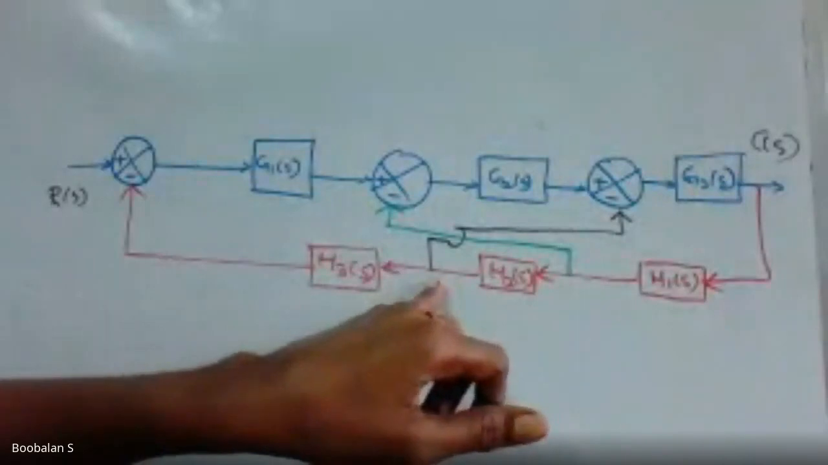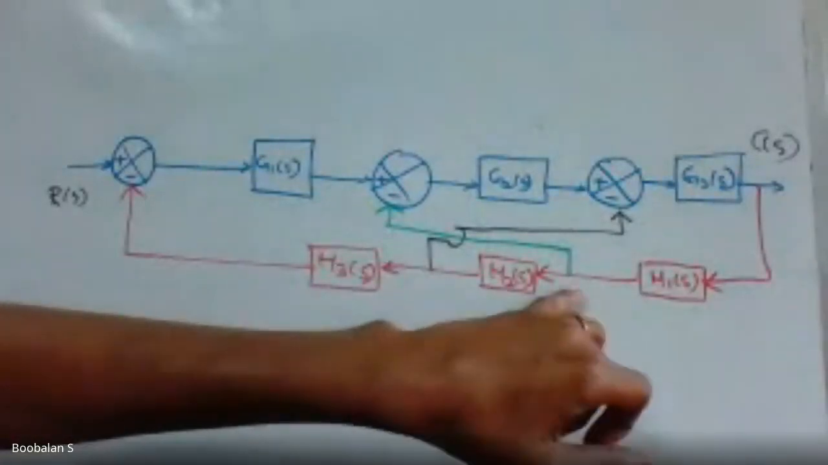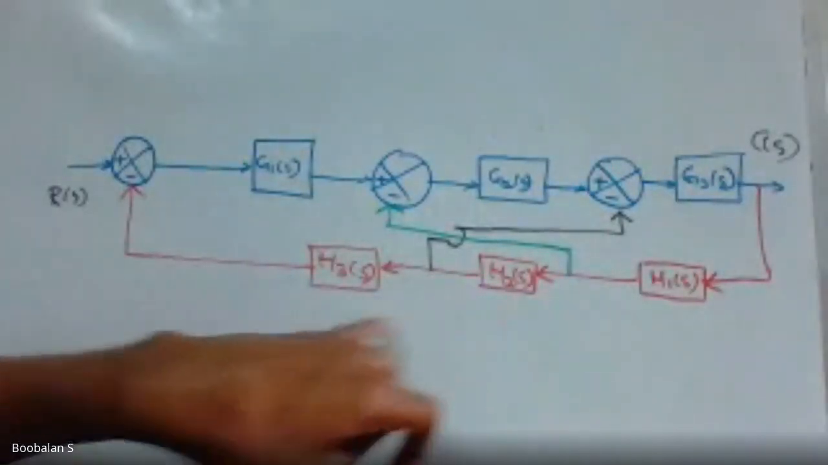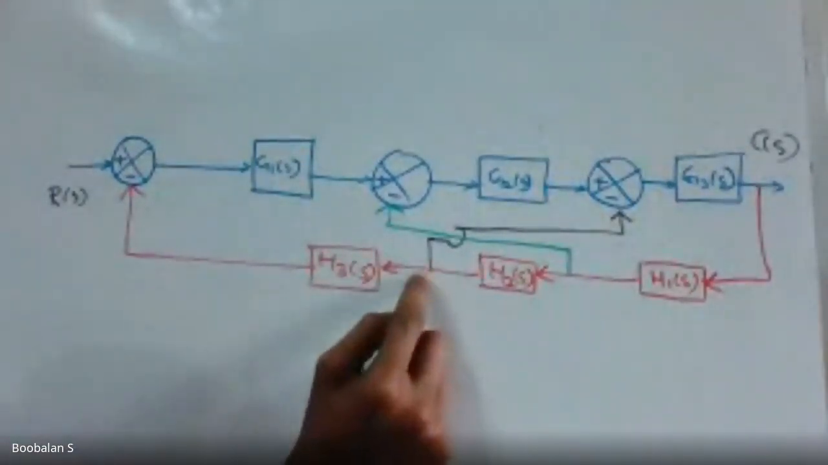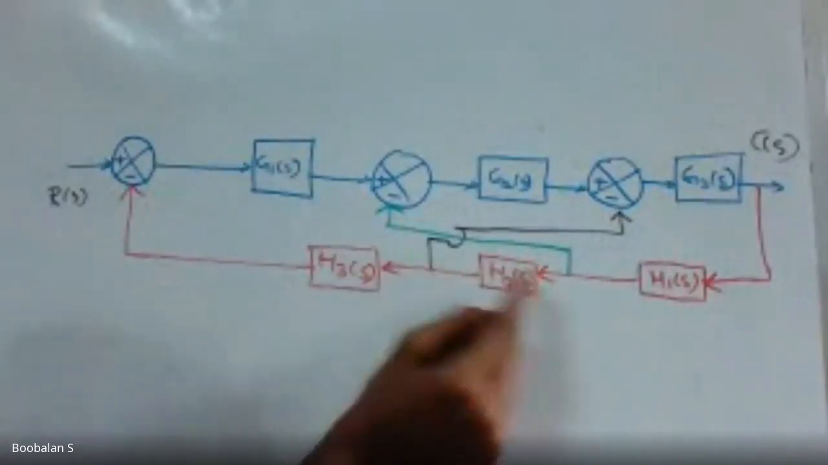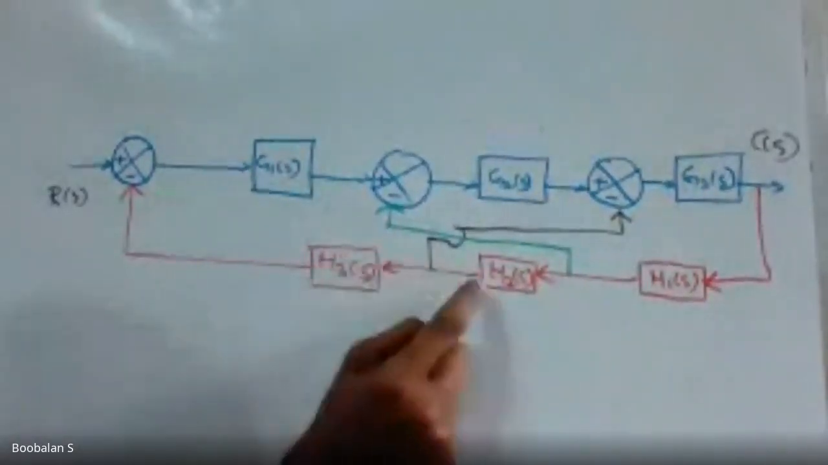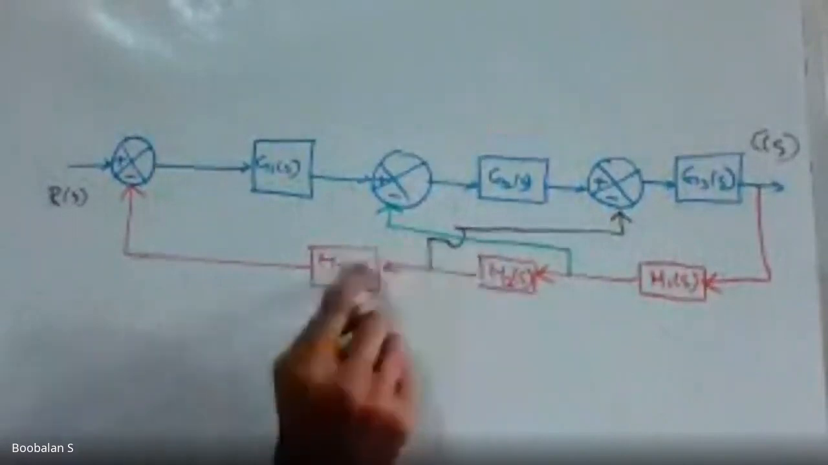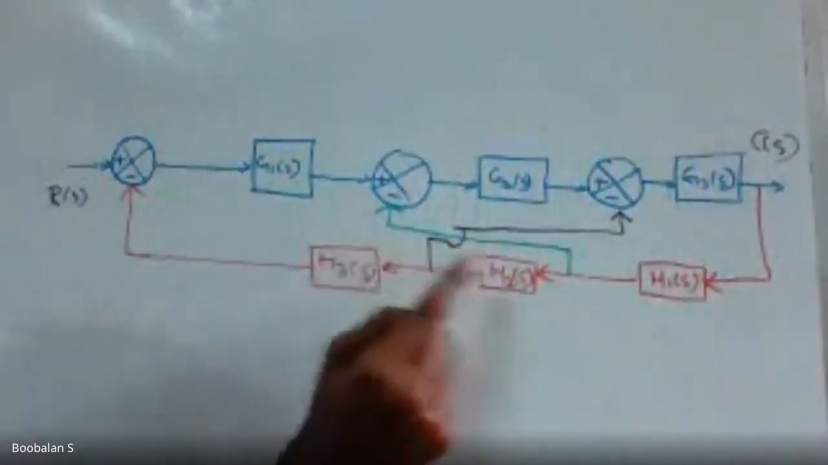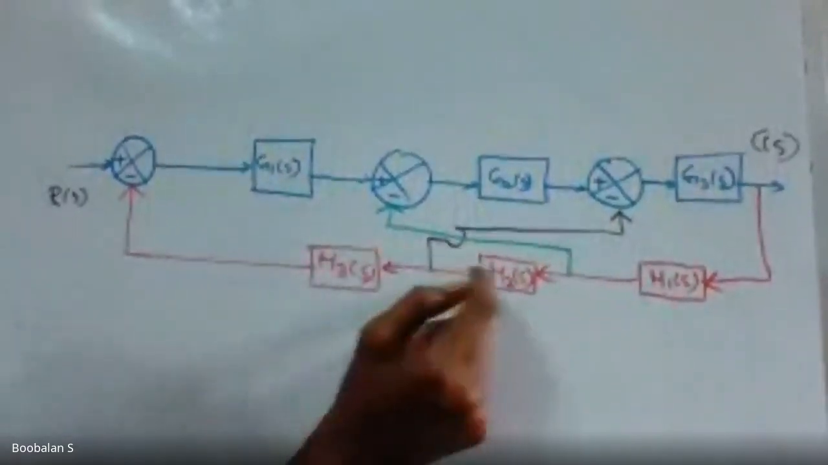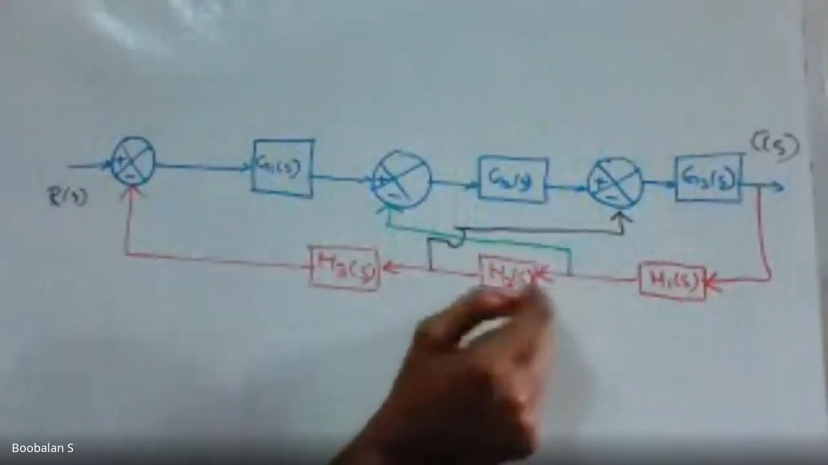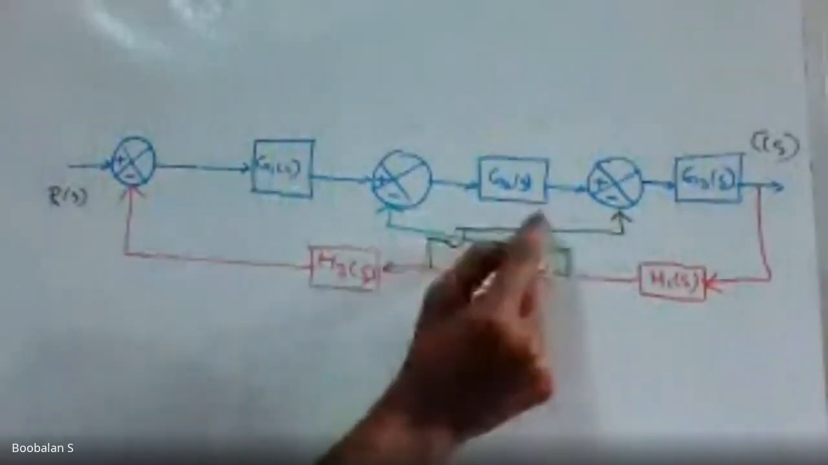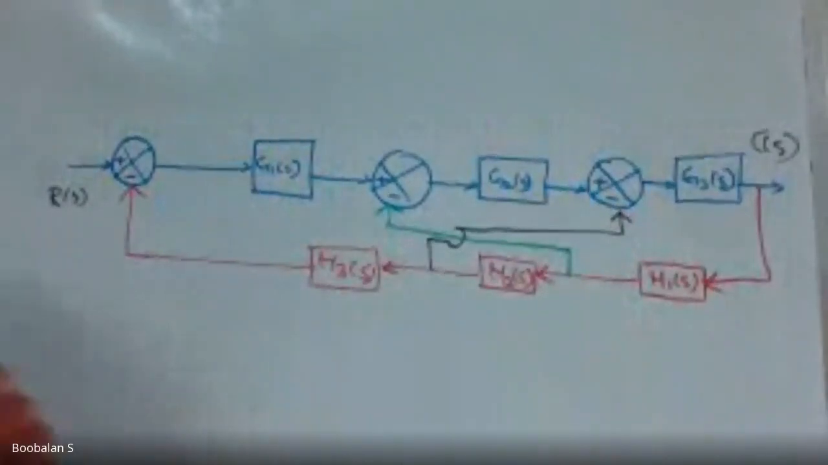For example, if I bring this black over here, in the sense, H2, H3 are now in cascade, right? Just imagine if I move this take-off point and black over here, definitely my H2, H3 are both in series. You could apply the cascade rule over here. In this block diagram, there is one more thing: the H2 of S is now getting added with my black line. Right, got the idea?